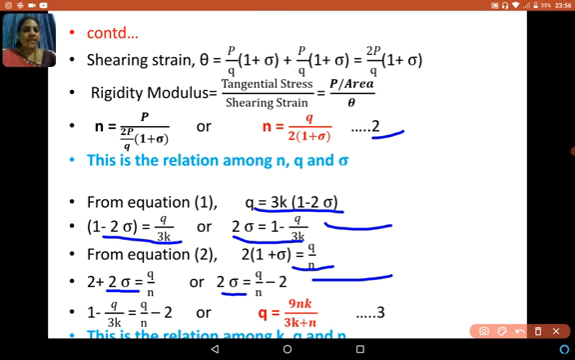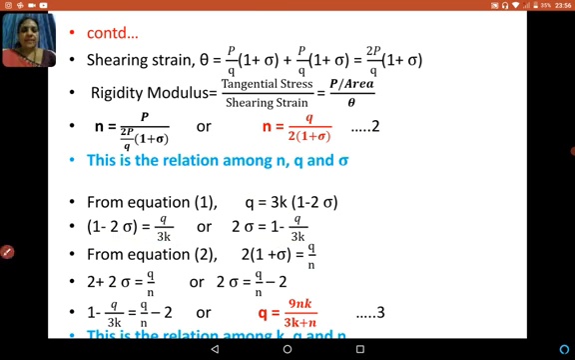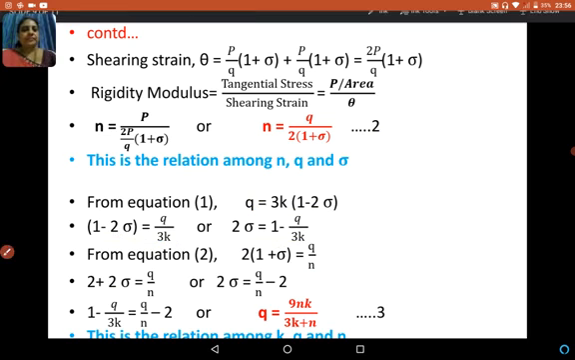And simplifying this, we have Q is equal to 9NK by 3K plus N. This is equation 3, and this is actually the required equation. This is the relation among the three elastic constants: Young's modulus, rigidity modulus and the bulk modulus.